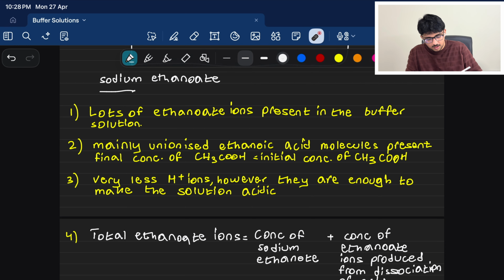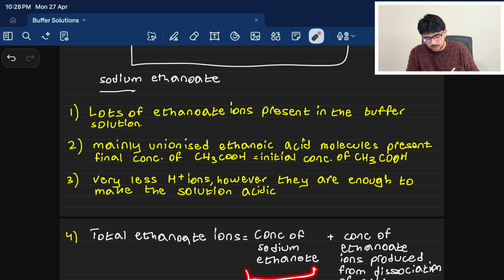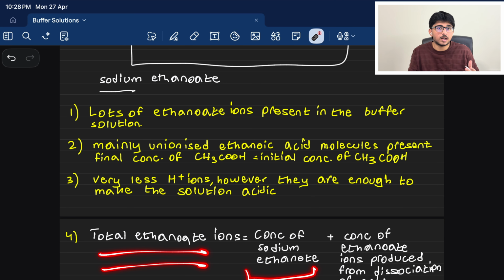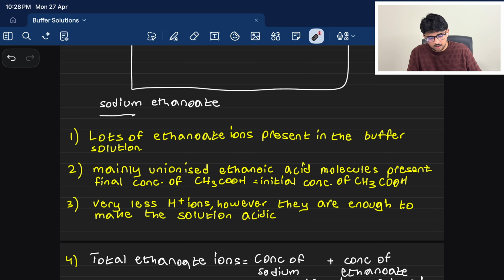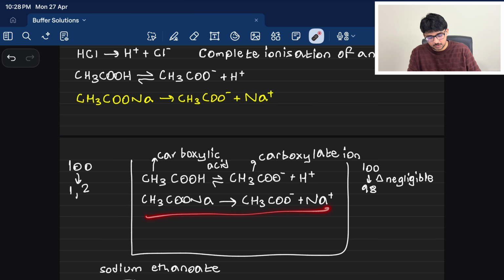Let's understand this. What are the two things which are adding up to give you the total ethanoate ions in the solution? Number one, concentration of sodium ethanoate. Take a look at the chemical equation. It's saying that 1 mole of sodium ethanoate completely dissociates to form 1 mole of ethanoate ions and 1 mole of sodium ions. Why am I saying 1 mole? Because look at their coefficients.